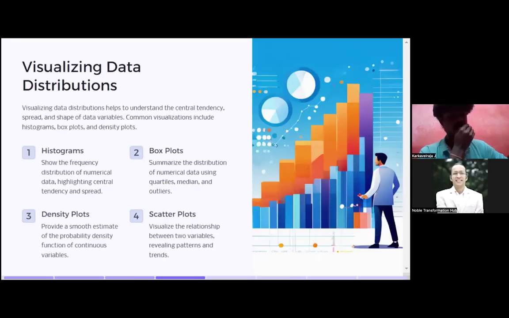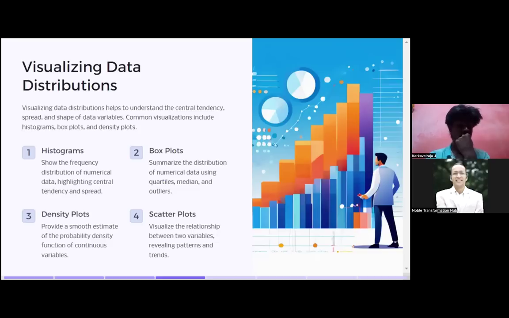Data visualization is very, very important because then we understand the behavior of data. We use different tools for that. So we visualize data distribution. It helps to understand central tendency. With central tendency you can understand how your data is, whether it is underfit or overfit. You will understand spread, shape, skewed or not skewed, normally distributed. You will understand all those things.